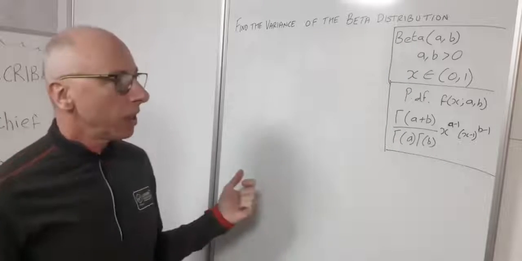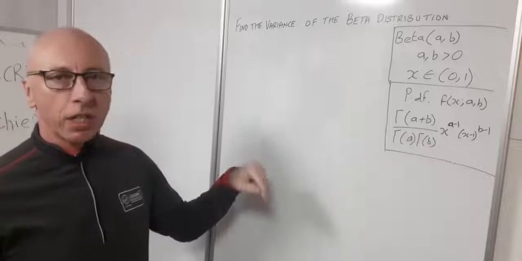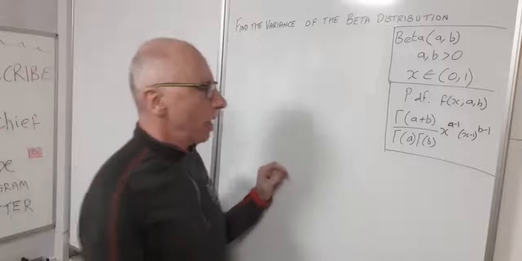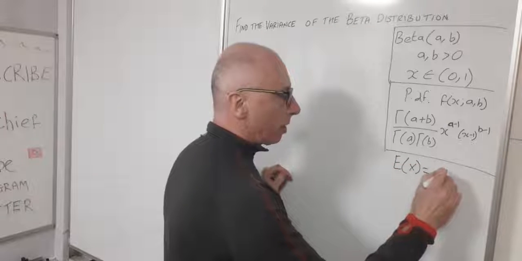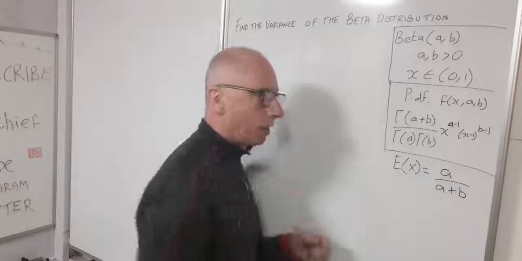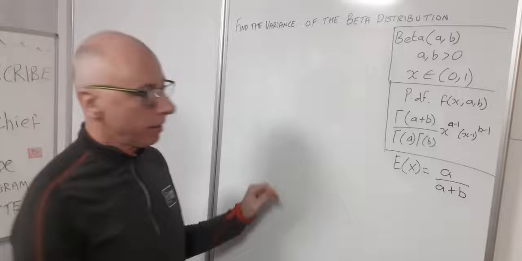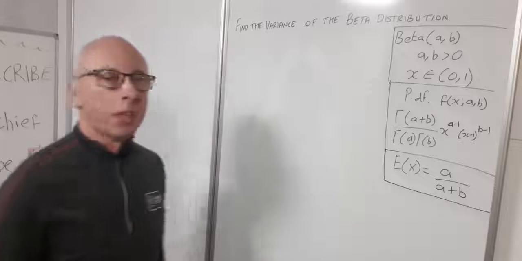Now in the previous video we found the mean of this beta distribution, so if you check the link below you'll see how that was done. And the mean, which is E of x, was a over a plus b. That's how that was calculated. So that's another result we're going to need.